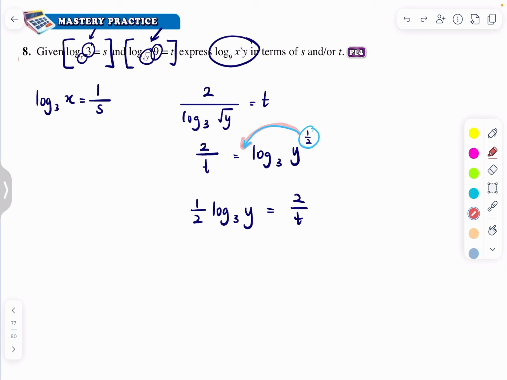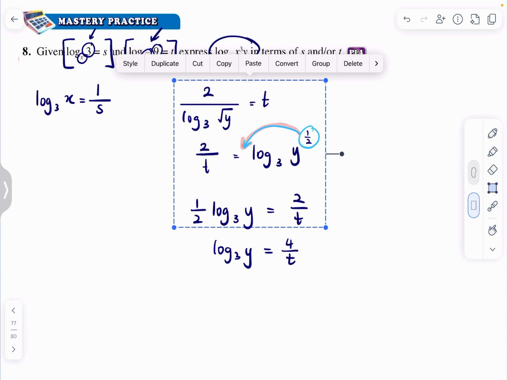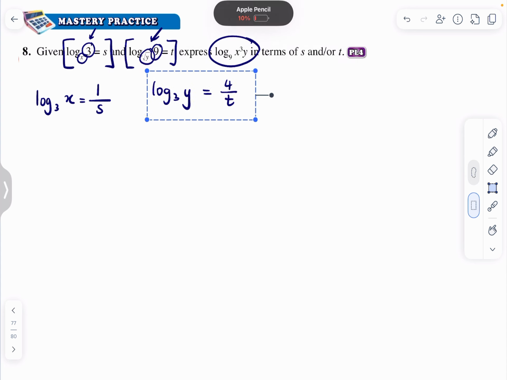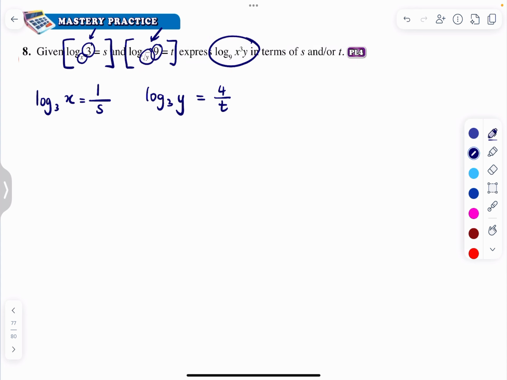Right. Then this 1 over 2 we can bring over here. So the 2 we bring here becomes times, because here it is over 2, right? So 2 over t times 2. So we can say log_3 y is 4 over t. Okay, done. My Apple Pencil is dying, so let's try to solve this faster.